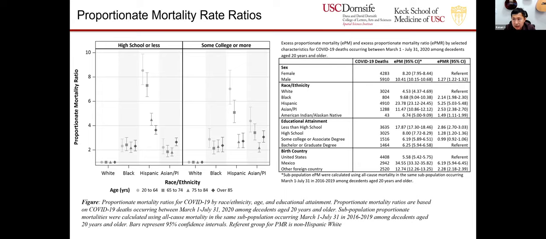And if we want to look at the excess proportionate mortality ratio, we can also see that there are some disparities among some of those demographic groups. For example, if you look at sex as one of the demographic variables, if we use female as a reference, we see the EPMR, which is the excess proportionate mortality ratio, is 27% higher for male than female. For race and ethnicity, we also see that some of the ethnic groups have much higher excess proportionate mortality ratio than others. And we can also see the difference in educational attainment and also a big difference in birth country.